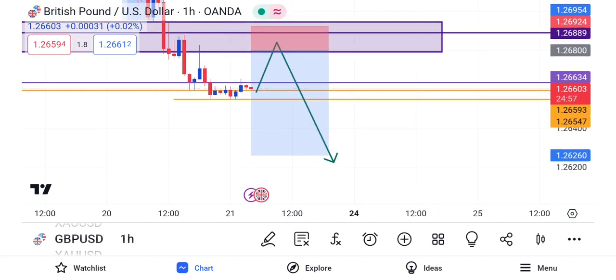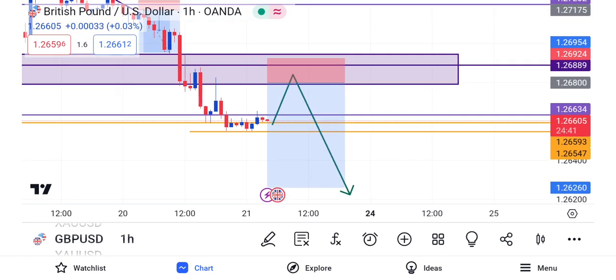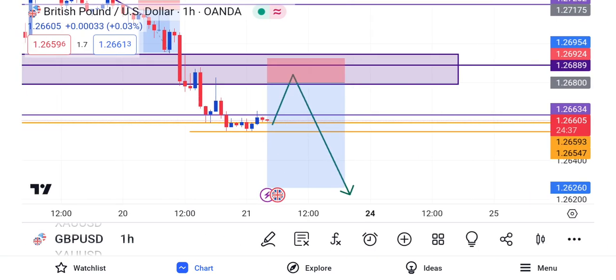So after seeing that we have a setup on GBPUSD, we have to wait probably another 3 hours, or maybe another 5 hours, just for London session to be active. Because remember, you have to follow your plan at all times, no matter what. Follow your plan. Stick to the plan, and anything else will fall in place. Stick to the plan.